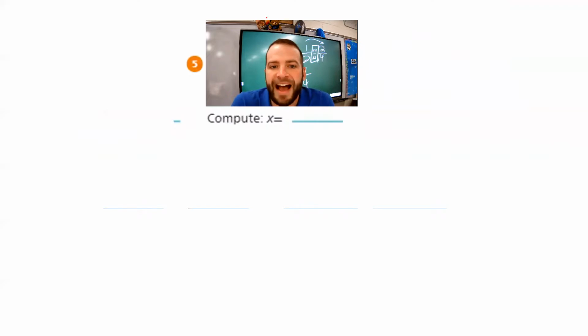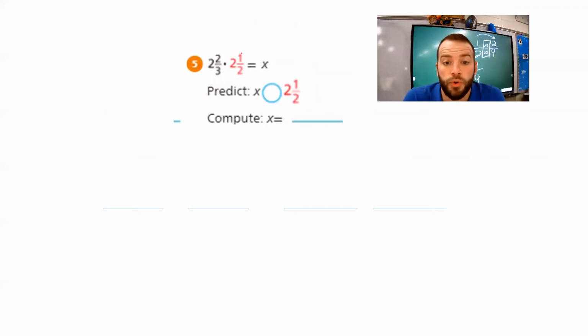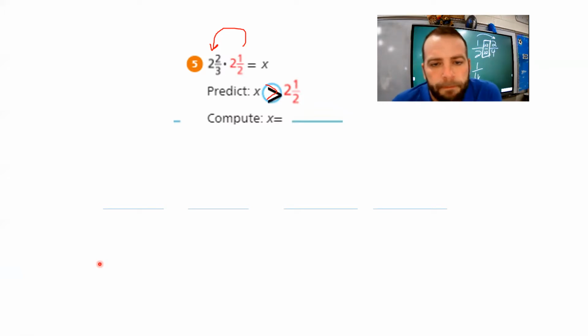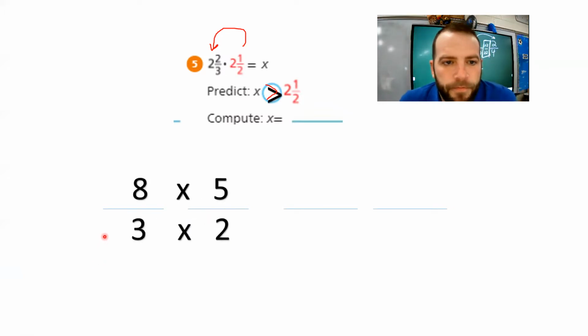Let's look at number 5. Okay, you are 2.5, it looks like. You're getting multiplied by a number bigger than 1. Therefore, your answer, which is x, is going to be bigger than what you were. Let's come up with an answer. We have 2 2/3, 3 times 2 is 6 plus 2 is 8. So that's equal to 8/3. 2 times 2 is 4 plus 1 is 5. That's equal to 5/2. We can multiply across.